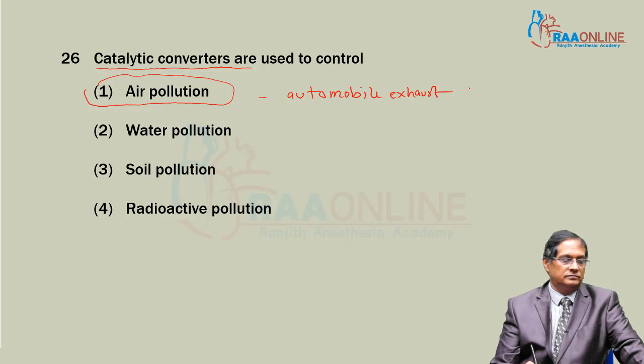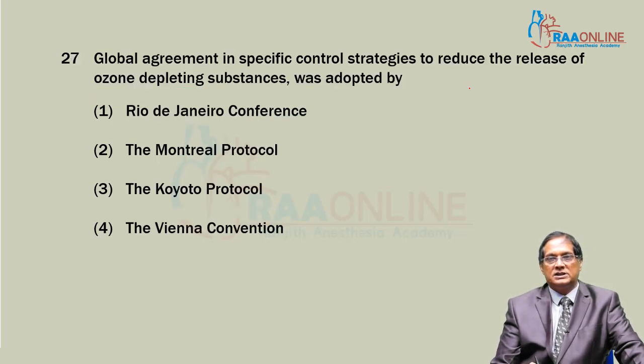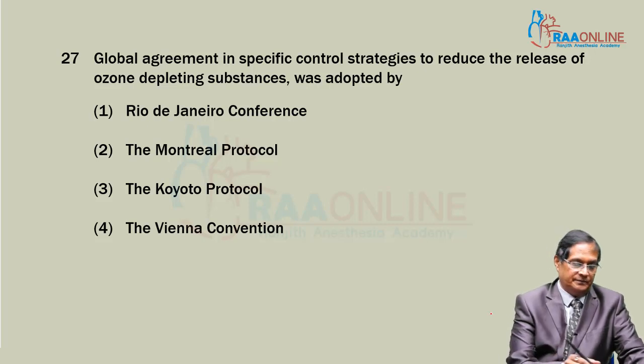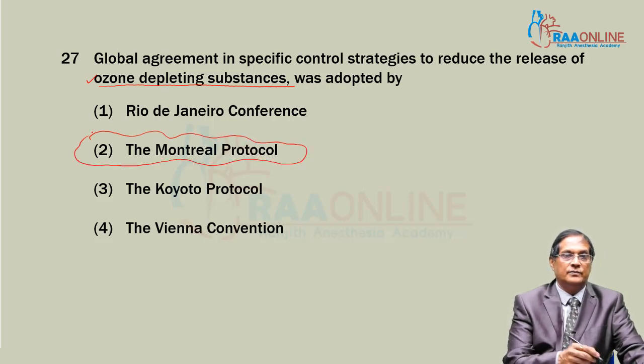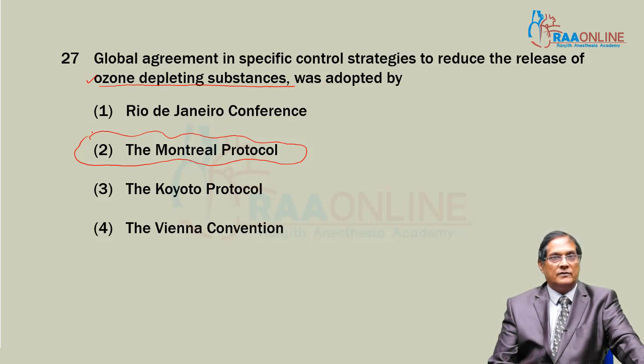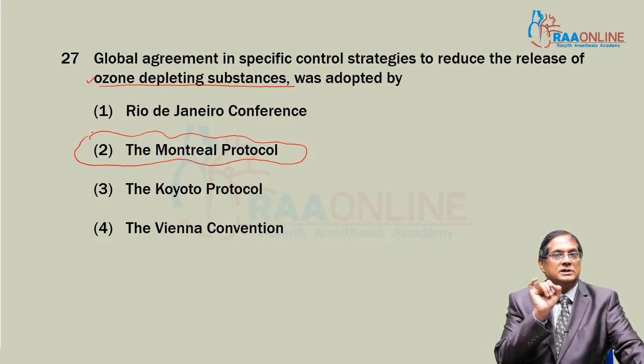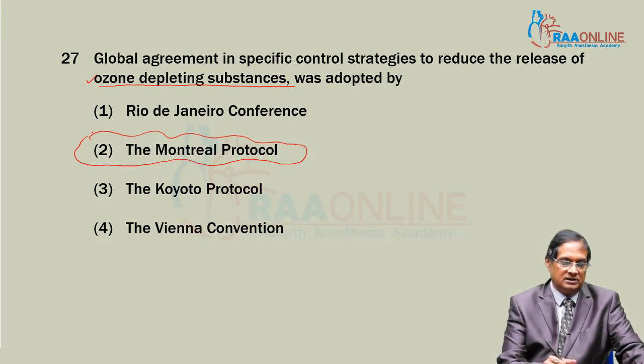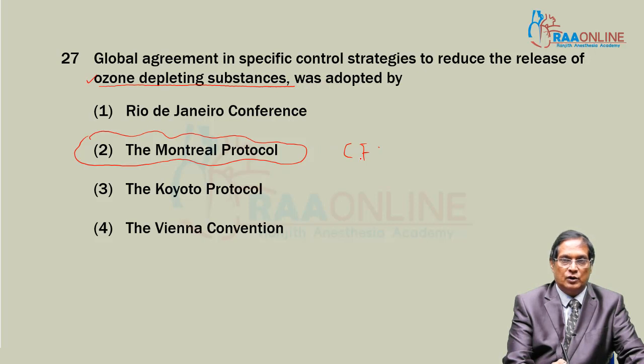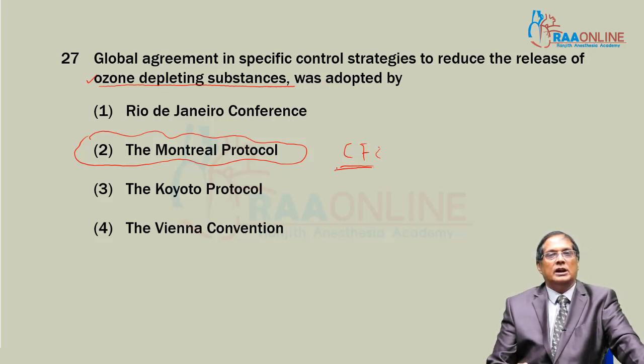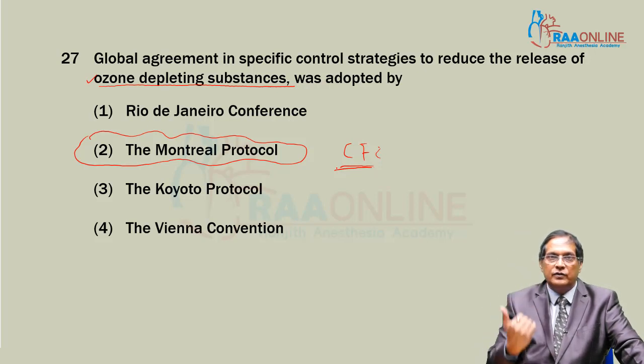Now come to the global agreement. A specific agreement to reduce ozone depletion. Regarding ozone depleting substances, the Montreal Protocol was made. There is a control over the use of those substances which are harmful for the ozone layer, like CFC. These are all ozone depleting substances, and if there is damage in the ozone layer, then harmful radiations come to the earth.